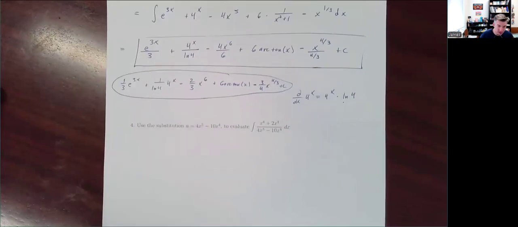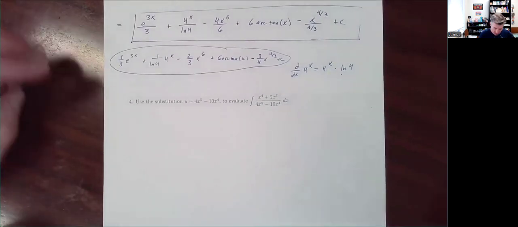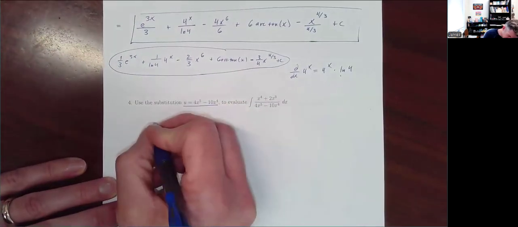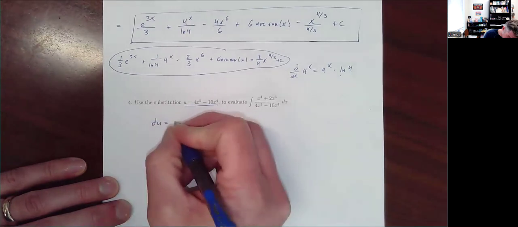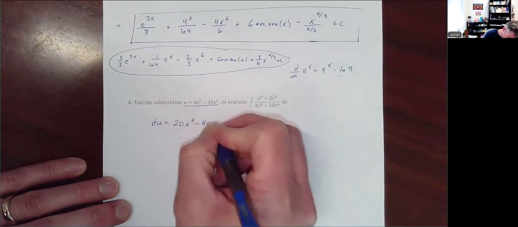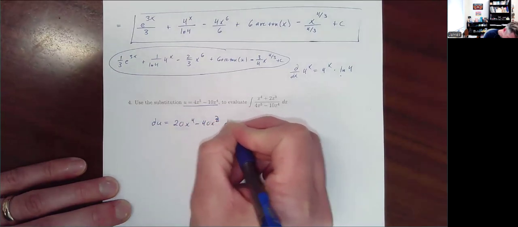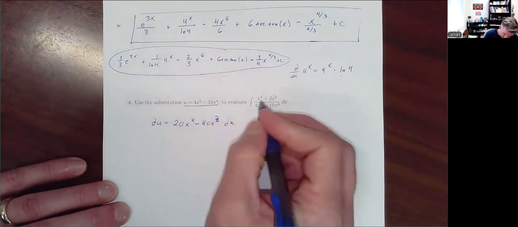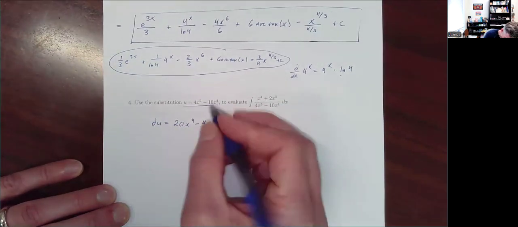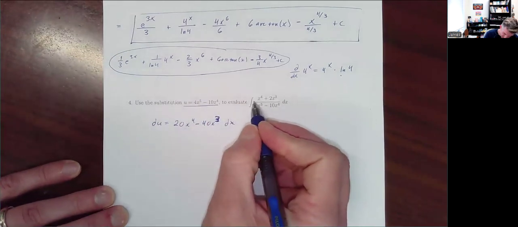All right. Next problem tells us the u substitution to use. So they're telling us to let u equal that. Great. So let's find du. Du is going to be 20x to the fourth minus 40x cubed dx. I don't quite have that, but I notice here that 20x to the fourth minus 40x cubed is exactly 20 multiplied.